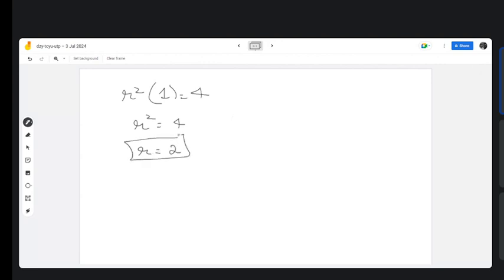But listen, instead of r is equal to plus or minus 2, I am always choosing plus 2 because r should always be greater than 0. There is nothing against minus 2. But my question says r should always be greater than 0. I got the value of r. I hope you guys understood that.